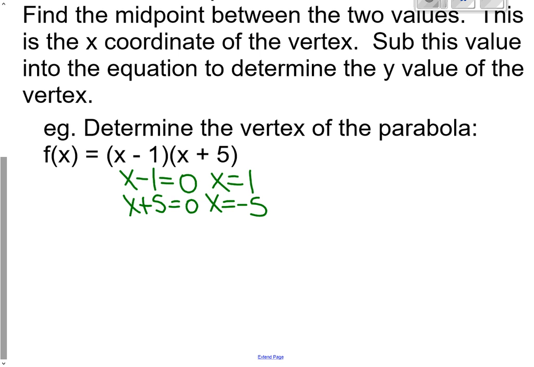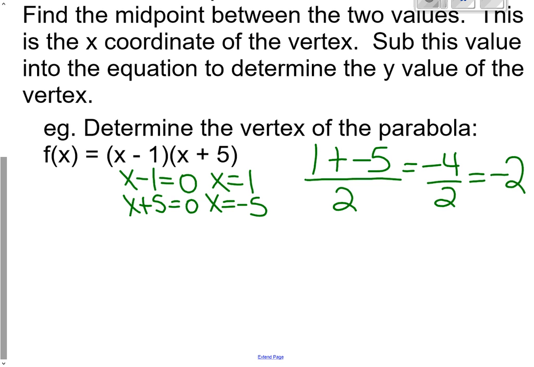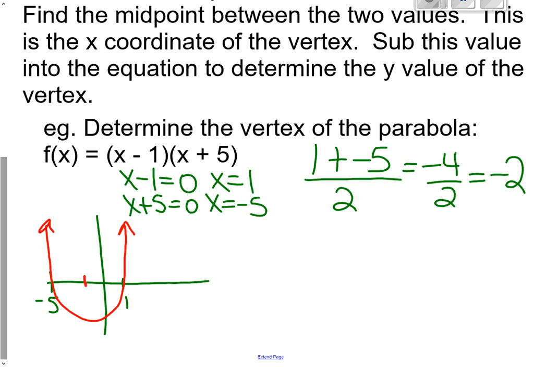We should remember that from grade 10. Midpoint formula is really just an average formula. It tells us that if we take our two values, 1 and -5, add them together and divide by 2, that gives us the midpoint, which in this case is -2. So of my vertex, let me just draw a quick little graph. We had a 0 at 1 and a 0 at -5, so the x-coordinate of my vertex must be right here at -2. So that's what that -2 means.